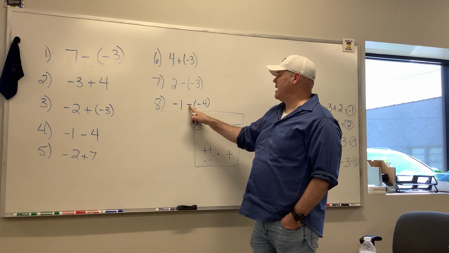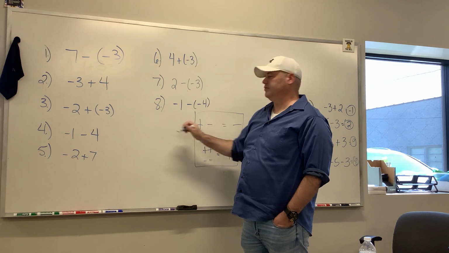Okay, so that's -1 minus -4. Okay, so kind of go through, that would be a challenging one.